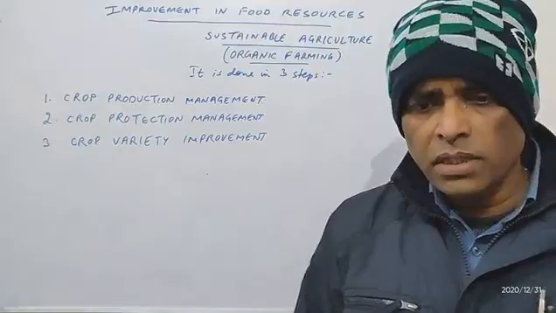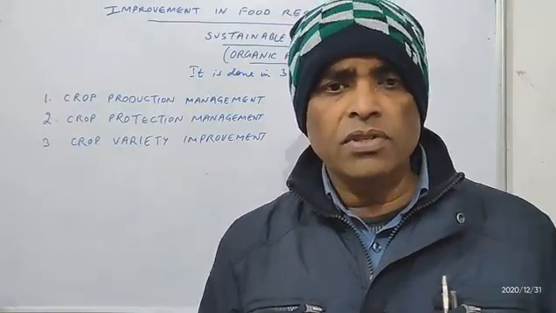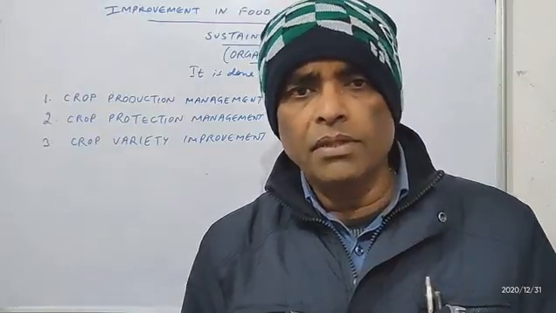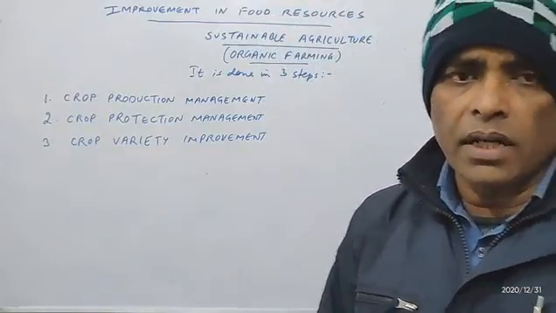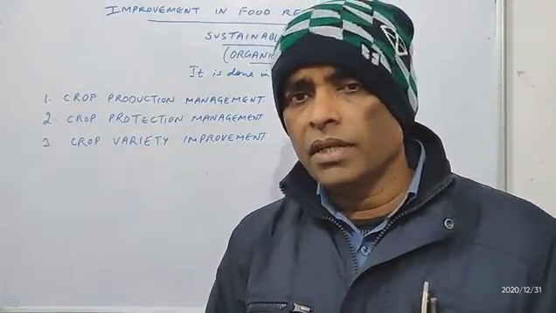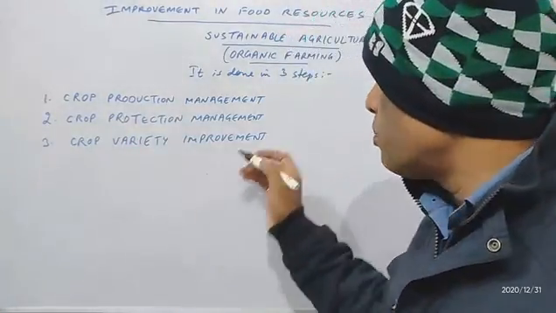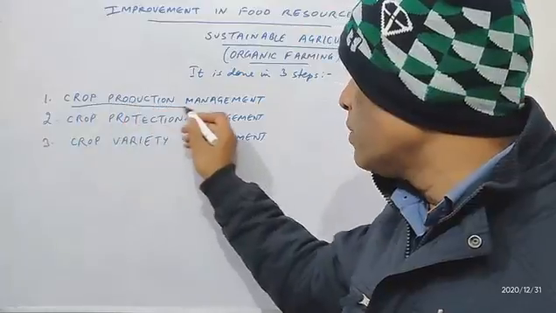So that the production is increased, we should have buffer stocks for future generations, plus we should not damage the climatic and the environmental conditions for the future generations. What do these 3 steps mean? The first is crop production management, to discuss one by one.